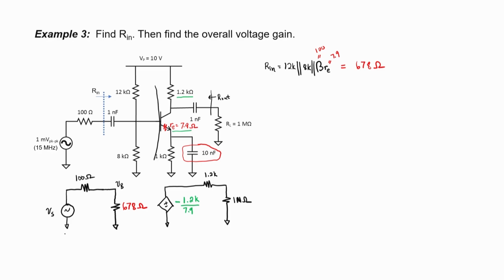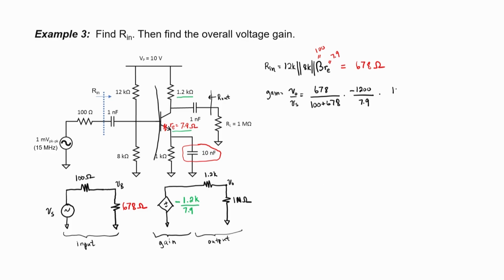Let's now write an equation for the overall gain. I'll call this the input section. The input section creates a voltage divider. Now we have our gain section. And now we have our output voltage divider. Given how large our load resistor is here, I'm guessing that this ratio is going to be almost 1. When we plug in numbers for each of those sections, we find that the net gain is around negative 131.